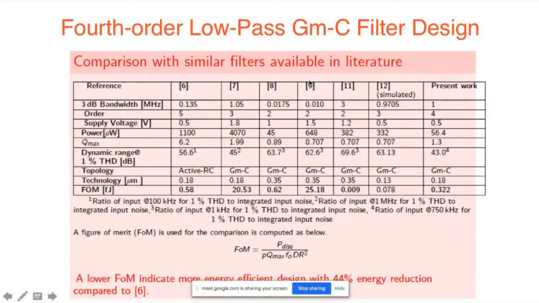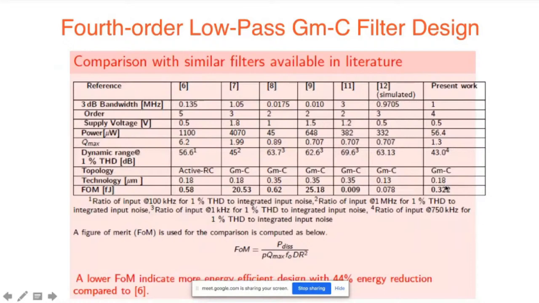Now, we have compared this with the literature that is available. One of the main papers we targeted was the sixth paper, which is again 0.5 volts, while all the others use a little bit higher voltage. So we found that this has better results compared to the first paper.